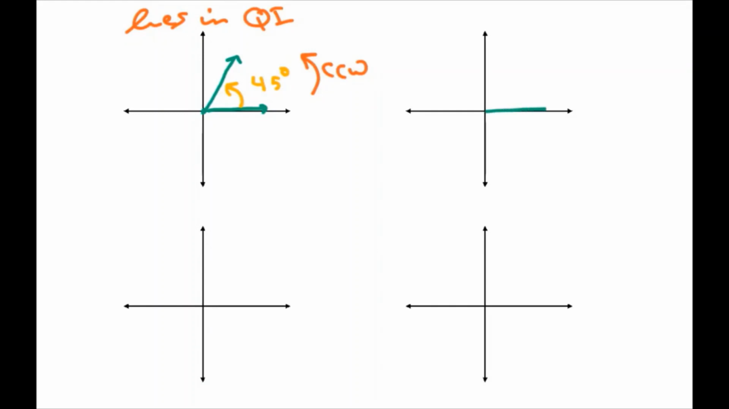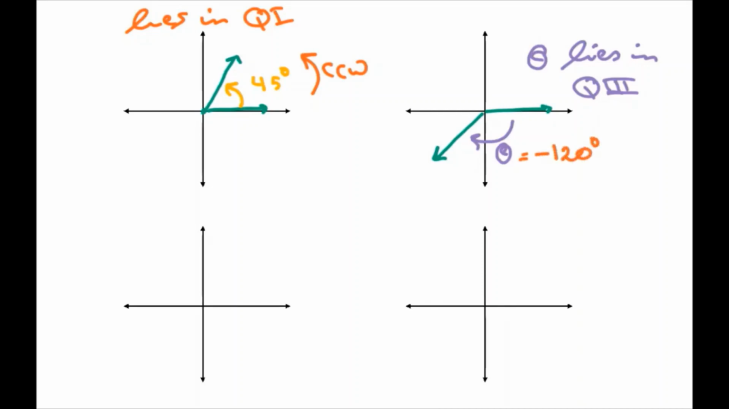What about an angle here? So I could say, okay, if this is theta, then theta lies in quadrant 3. And it's a negative angle, so maybe the measurement of this angle might be negative 120 degrees. Where I could look at this in the other direction, something like this one here, then that's going to be a positive angle, and again in quadrant 3.